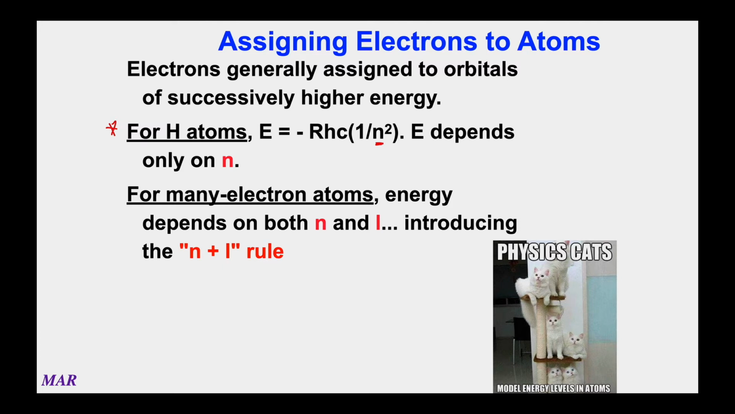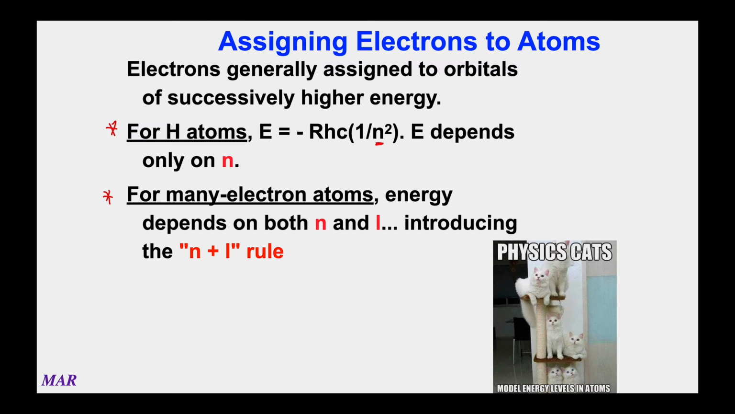But when you have more than one electron, Bohr's rule doesn't work very well. It's basically safe to say that when you have more than one electron, the energy depends not on just n, but on n and L. So the so-called n plus L rule is just the fancy version of what Bohr did. Instead of having just an n dependence, there's actually an n plus L dependence.